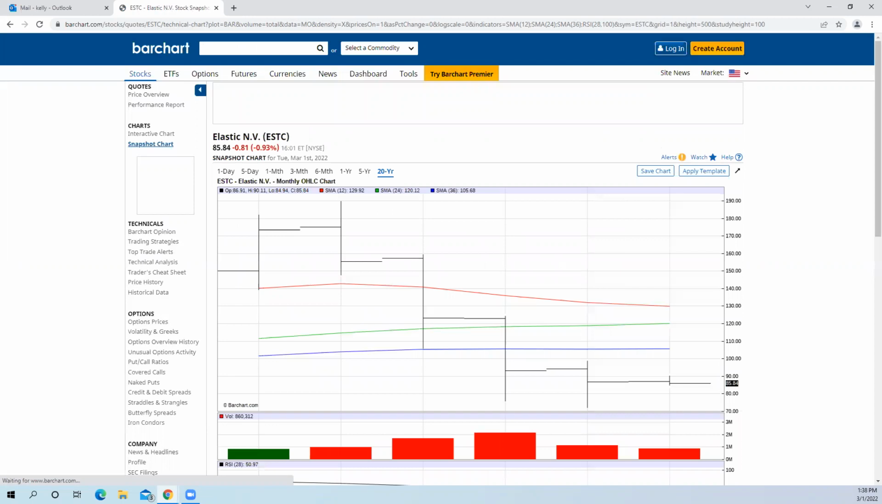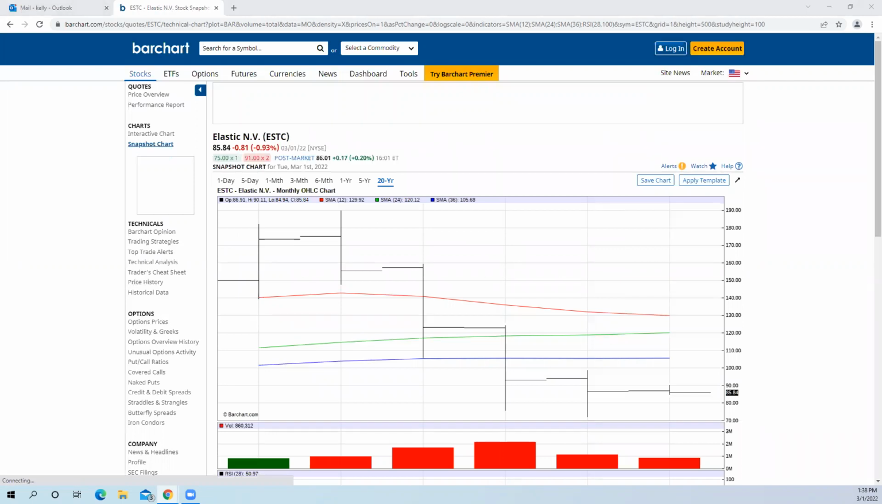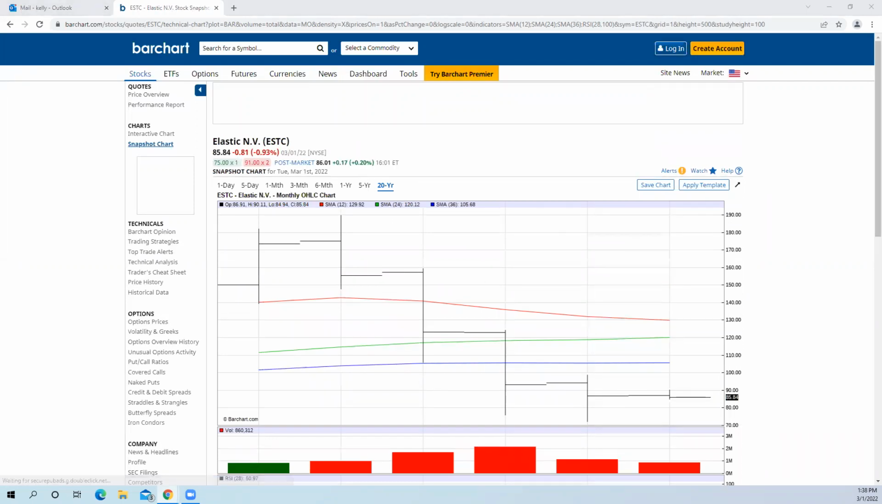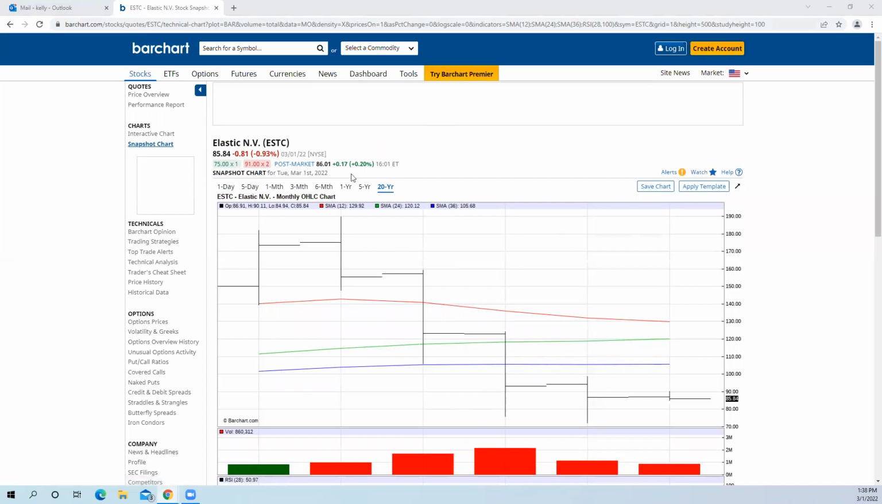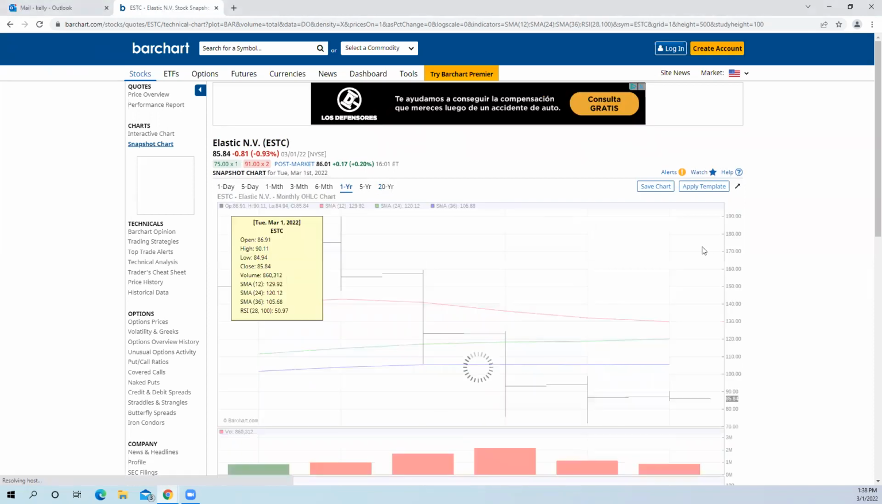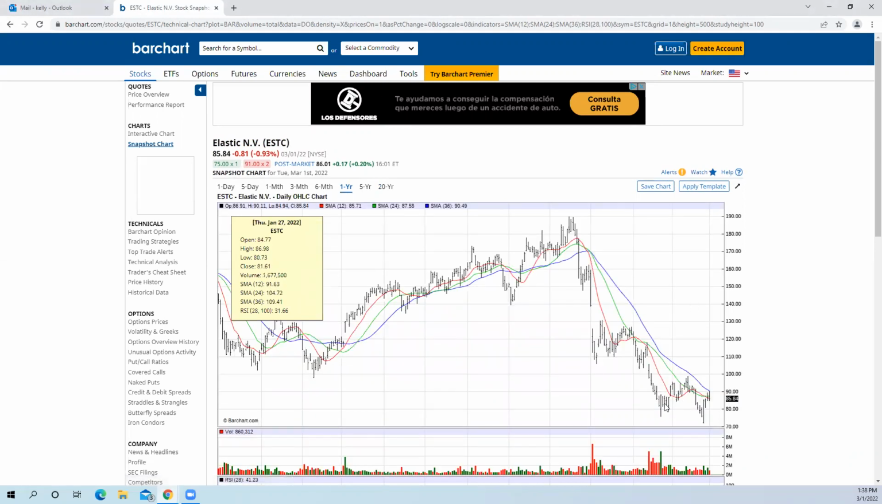Elastic. ESTC. Well, obviously this thing hasn't been around a long time, so let's move it on into a year. And on the yearly graph, you can see it's very similar to a lot of the ones you guys are looking at. And what I guess you're saying, and I'll just read your mind because it's not that hard to read, you're looking at stuff that was way up that tanked.